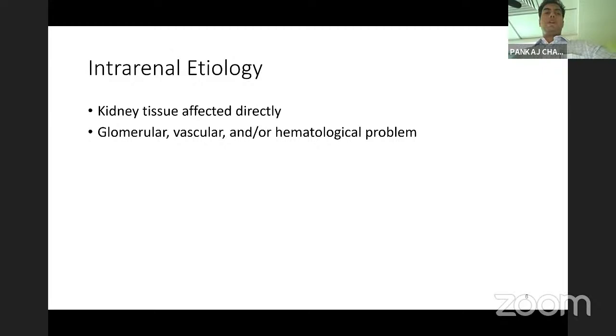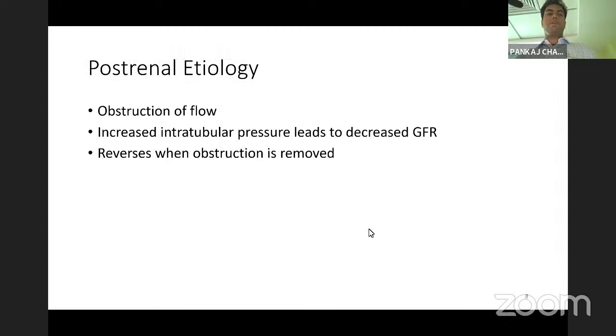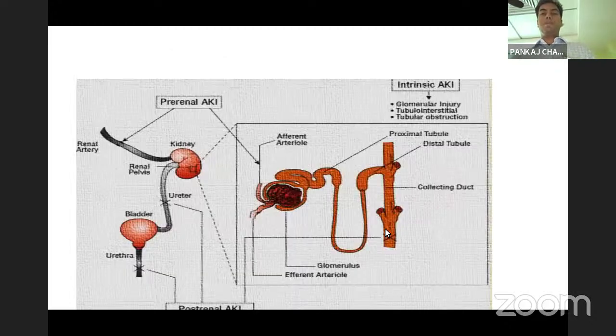Intrarenal etiology: kidney tissue is affected directly, with a glomerular, vascular, or hematological problem. Intrarenal etiology includes acute tubular necrosis, which is due to ischemia, that is, decreased blood flow, and nephrotoxic agents, which include antibiotics and NSAIDs, and contrast-induced nephropathy, and also rhabdomyolysis. Post-renal etiology is due to obstruction of the outflow, and increased intratubular pressure leads to decreased GFR. It reverses when the obstruction is removed.